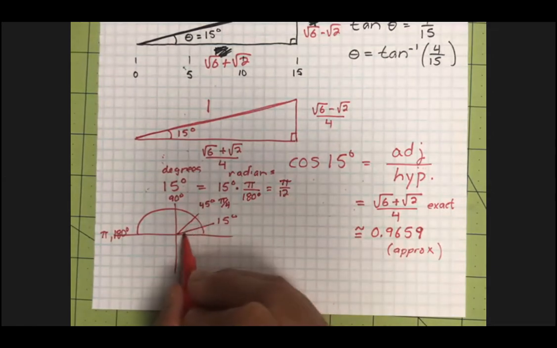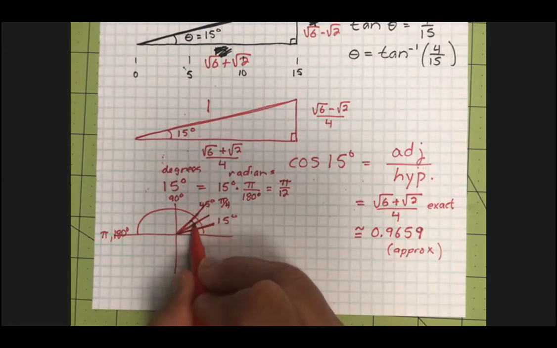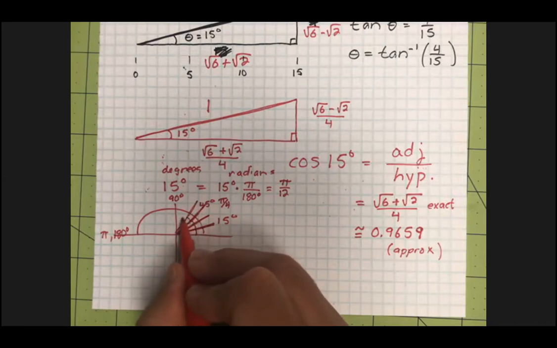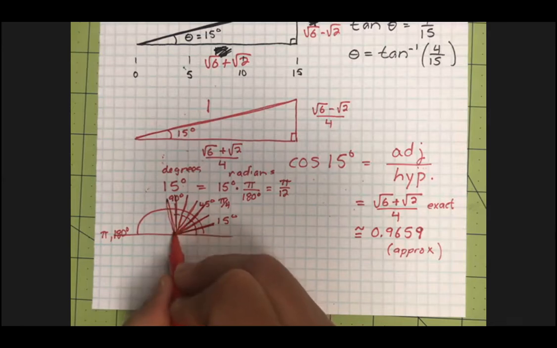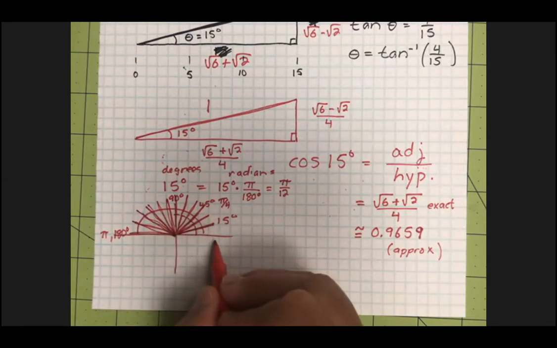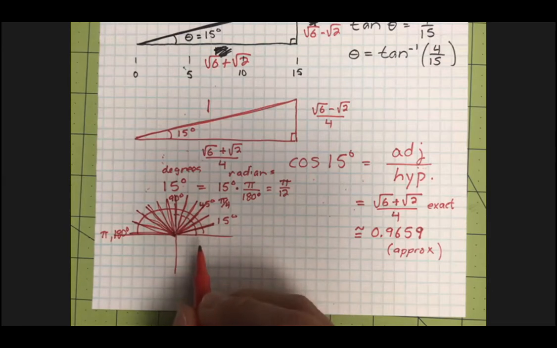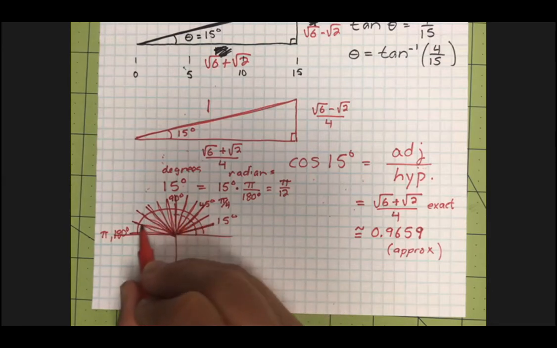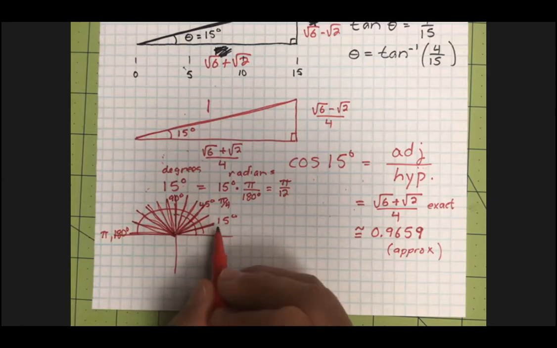There are 12 15-degree angles between 0 and pi. That's 6 right there. 7, 8, 9, 10, 11, 12. Now, I didn't draw that very neatly, but you can imagine the 12 thin pieces of pizza.